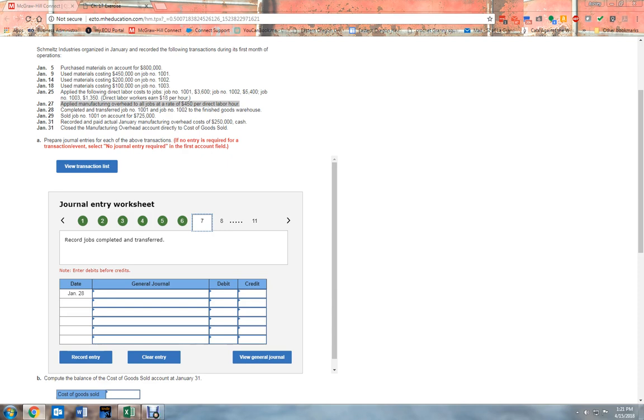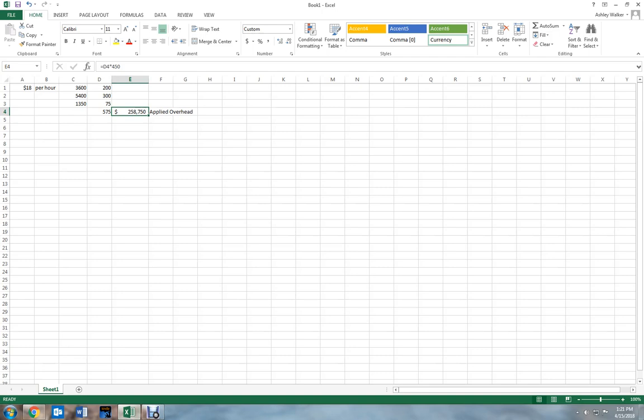So the last part, our January 28th, was going to complete and transfer job number 1001 and job number 1002 to the finished goods warehouse. Those costs that we put into work in process, those jobs are no longer being worked on, so we're going to move those costs into finished goods. So for 1001 and 1002, we need to know what their costs were. Make Excel just kind of my scratch paper here.